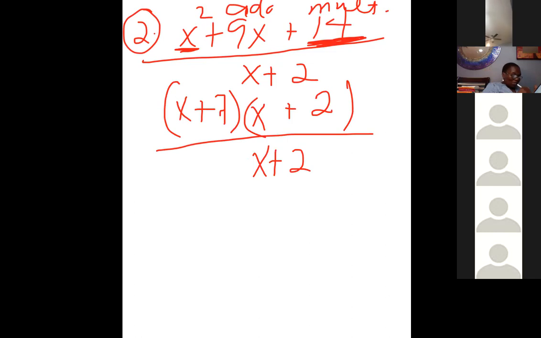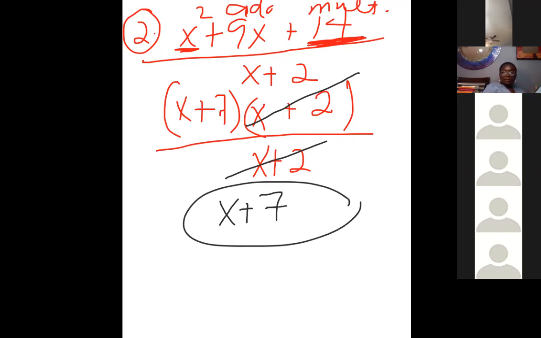What you will notice is that you have a repeated factor in the numerator and denominator. So you cancel out the repeated factor. And once you cancel out the repeated factor, what you have left over is just x plus 7. So there's the simplified form of the problem. It's right there. Questions on that one?